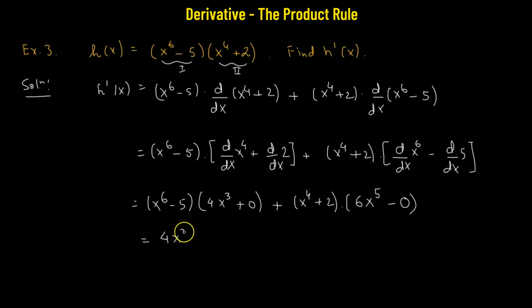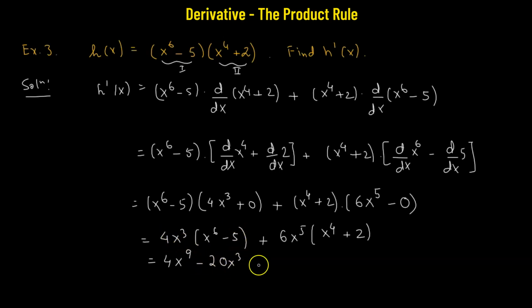We can leave it the way it is instead of multiplying, and this should give us 6x raised to the power of 5 multiplied by x raised to the power of 4 plus 2. Now let's distribute 4x cubed with x raised to the power of 6 minus 5. So we have 4 times x raised to the power of 3 times x raised to the power of 6, so this will be x raised to the power of 9, minus 4 times 5, which is 20x cubed, plus 6x raised to the power of 5 times x raised to the power of 4, so this will be x raised to the power of 5 plus 4, which is 9, plus 6x raised to the power of 5 times 2.